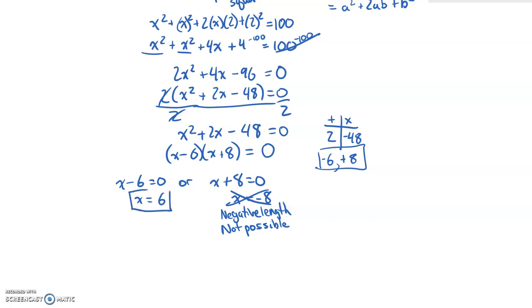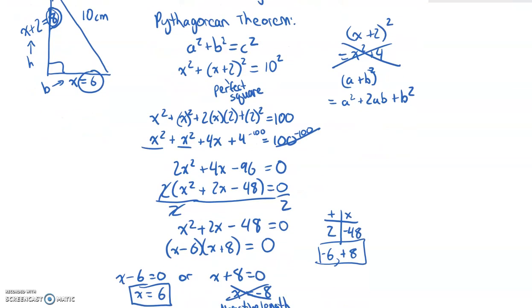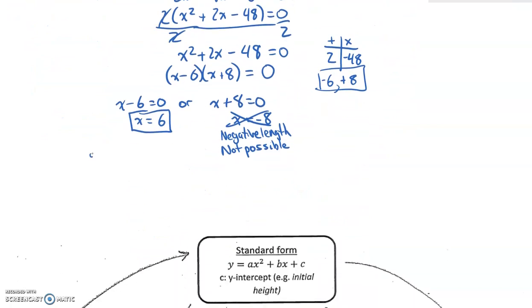Over here, x is 6. Well, that tells me the length of the shortest side. If I go back up to the question here, you can see that this now we know is equal to 6. And then that means that the other side, x plus 2, is going to be equal to 8. And so we would conclude there to say, therefore, the shortest side is 6 centimeters.